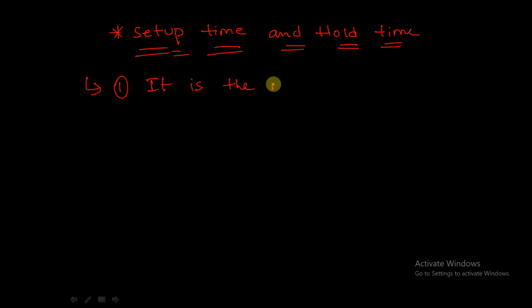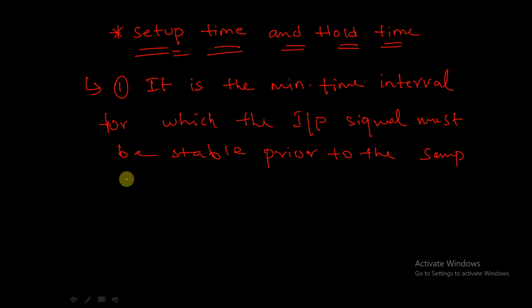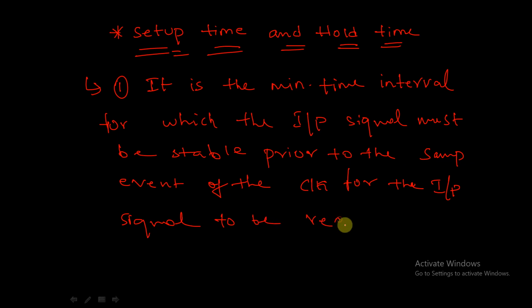It is the minimum time interval for which the input signal must be stable prior to the sampling event of the clock for the input signal to be recognized correctly. So this is the definition of setup time.